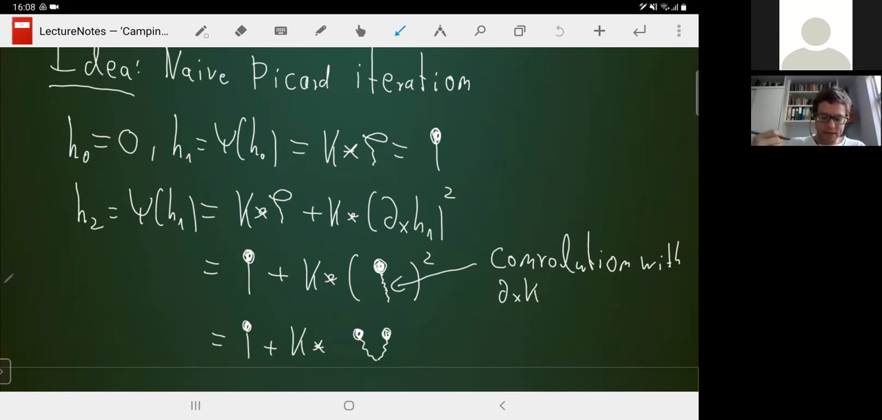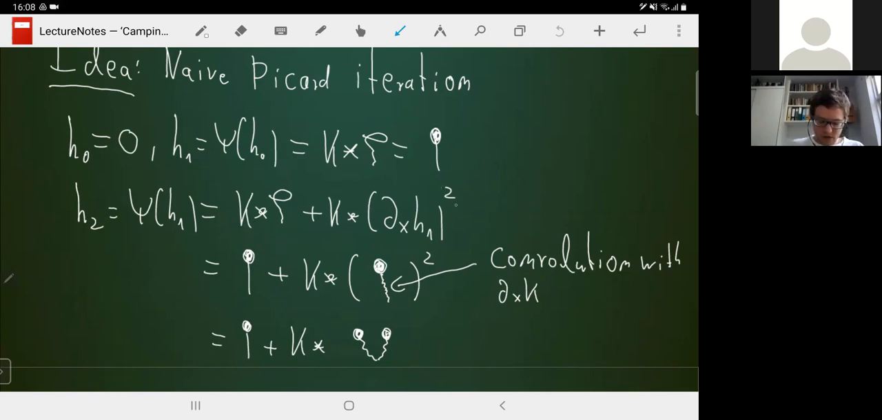Then you plug the solution to the linear equation into your fixed point map. You check what it does. It gives the same term again, plus this. So this would mean that the solution would be approximated by this term and this term.